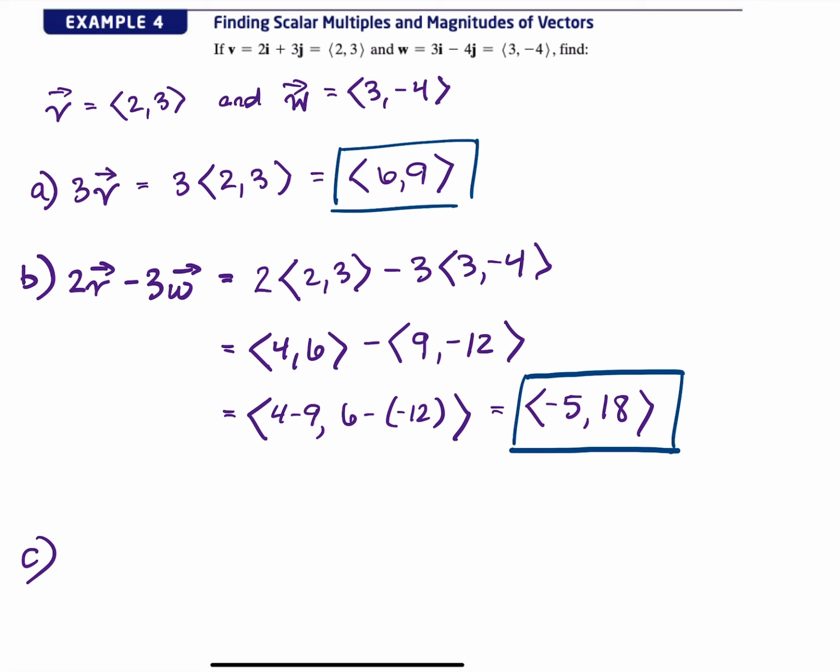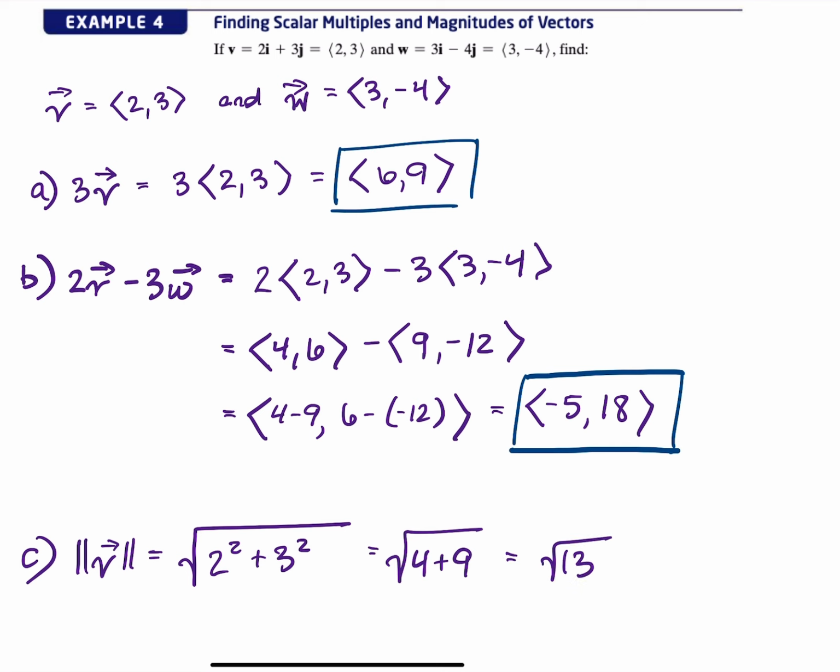And then part C wants us just to find the magnitude of vector v. So that would be the square root of 2 squared plus 3 squared, or the square root of 4 plus 9, or root 13. We're really just finding the hypotenuse of some triangle that has a bottom length of 2, side length of 3. And this would be our magnitude.